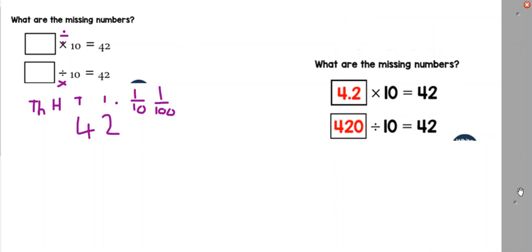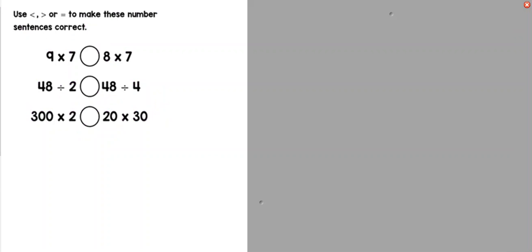Okay, then let's have a look. So you should have 4.2 multiplied by 10 is equal to 42. And you should have 420 divided by 10 equals 42 also. Well done if you got that one correct. Let's have a look at this one then.